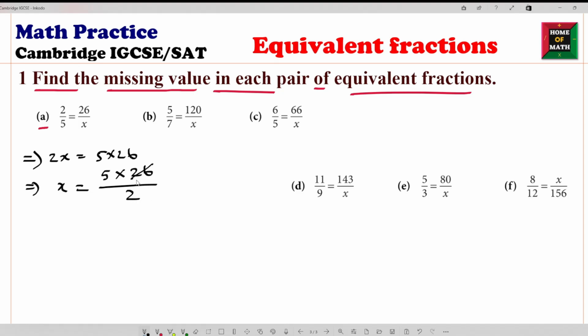So 26 divided by 2 means 13. So 13 times 5 will be 65. 65 is our answer.